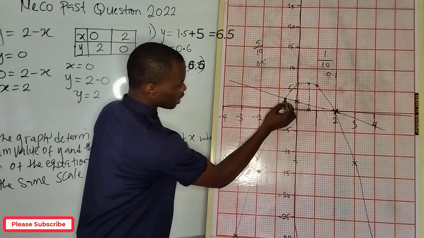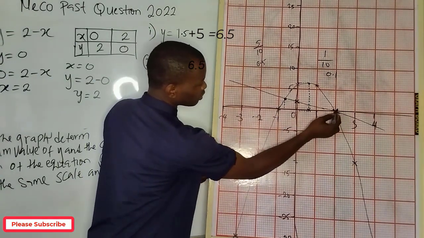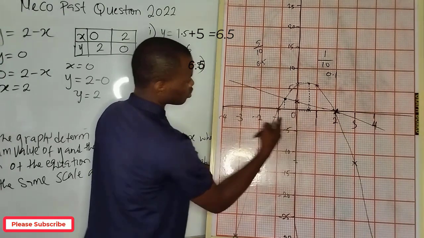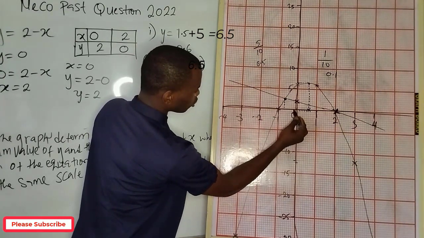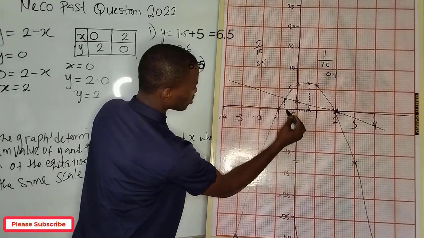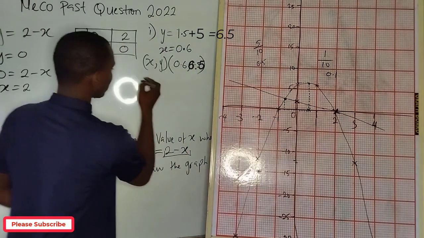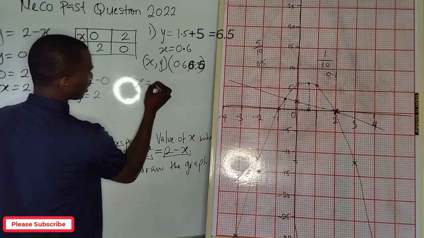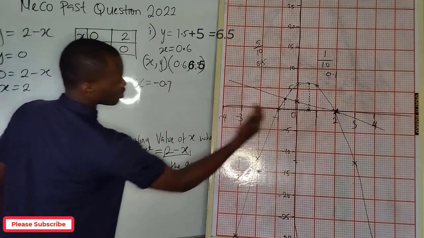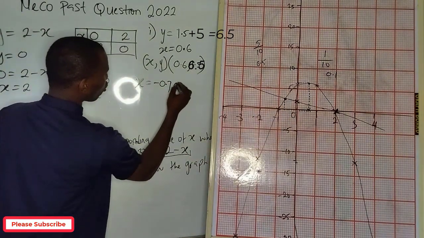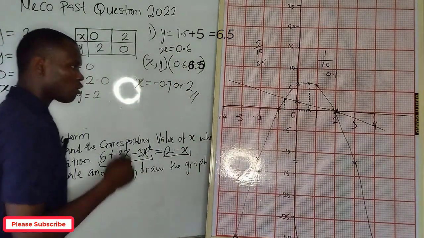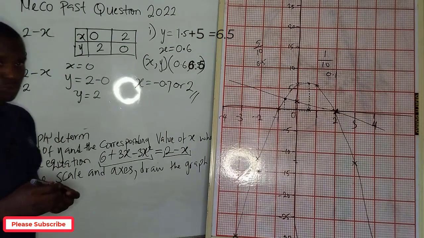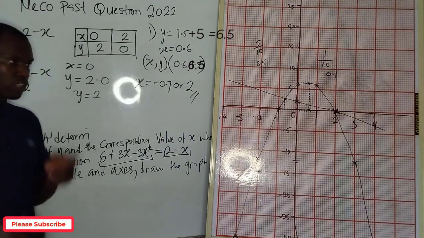We are going to trace it down, and then this is already at 2. So let's get this one. This is 0.1, 0.2, 0.3, 0.4, 0.5, 0.6, 0.7. So we are getting the value of x as minus 0.7 because it's on the negative side, or 2, which is on the positive. All right, we have one more question to go, which is question number 12. Let's solve it.